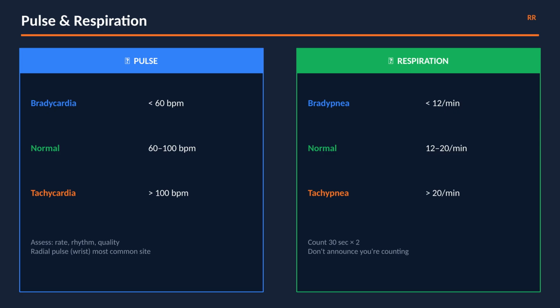For respiration, count for a full 30 seconds and multiply by 2. Watch chest rise and fall. Do not tell the patient you are counting their breathing. When patients know they're being watched, they consciously change their rate. Observe, then document. Below 12 breaths per minute is bradypnea. Above 20 is tachypnea. Both require documentation and provider notification.